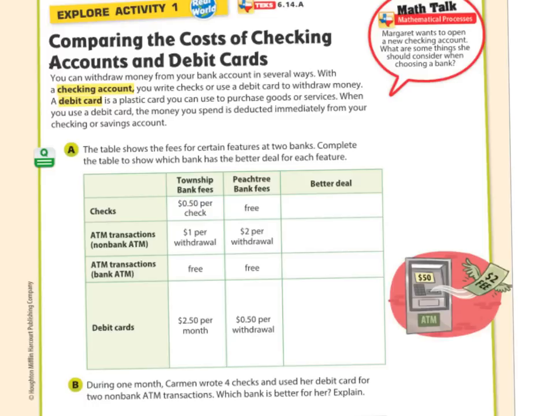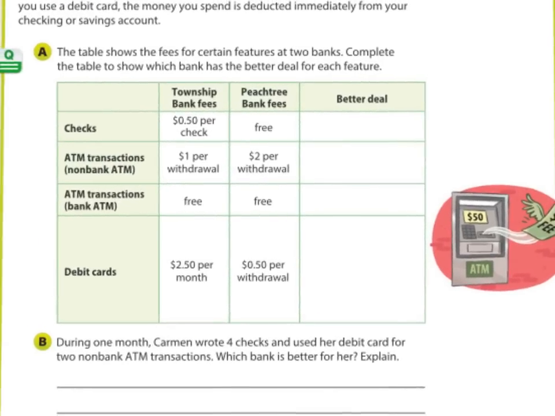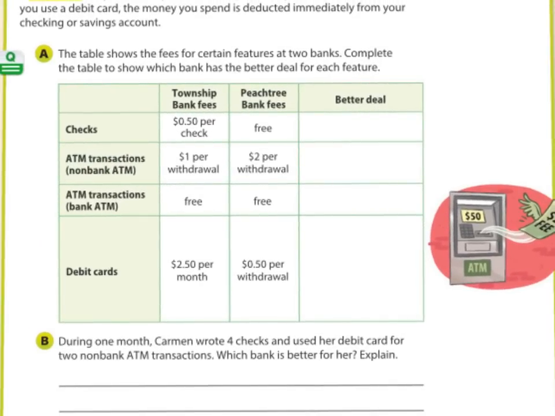Okay, so we're going to look at this table. Don't fill it out. Don't take notes on this. It says the table shows the fees for certain features at 2 banks. Complete the table to show which bank has the better deal for each feature. So one bank is Township Bank, and the other one is Peachtree Bank.